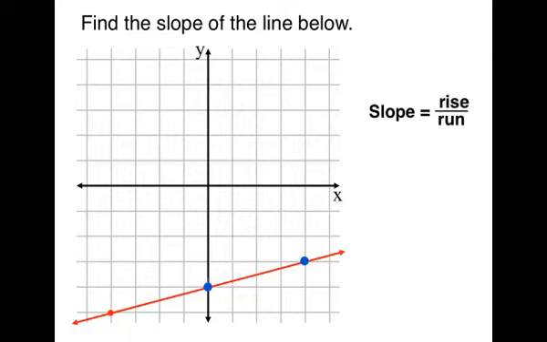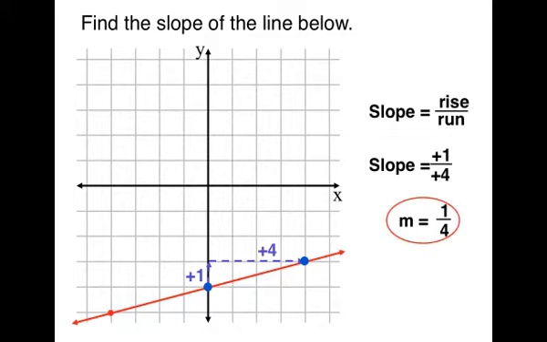So what's our rise? Our rise is going to be 1. So we'll put 1 on the top. What's our run? Over 4. So our slope would be 1/4. And I could pick, again, like I said, you can pick any 2 points.